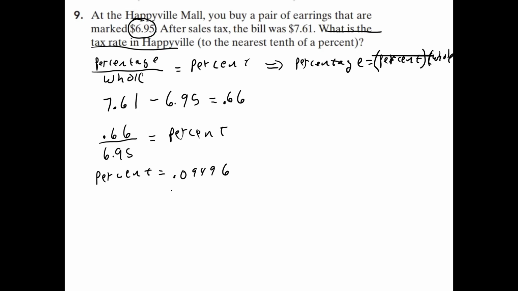And so when I ask for a percent, I expect it written using a percent symbol, not as a decimal. So to write this as a percent, we move the decimal point over 2 places. When that decimal point moves there, this will be the tenth of a percent place. And so then, since this is a 9, we're going to round that 4 up to a 5. So my answer is 9.5%.